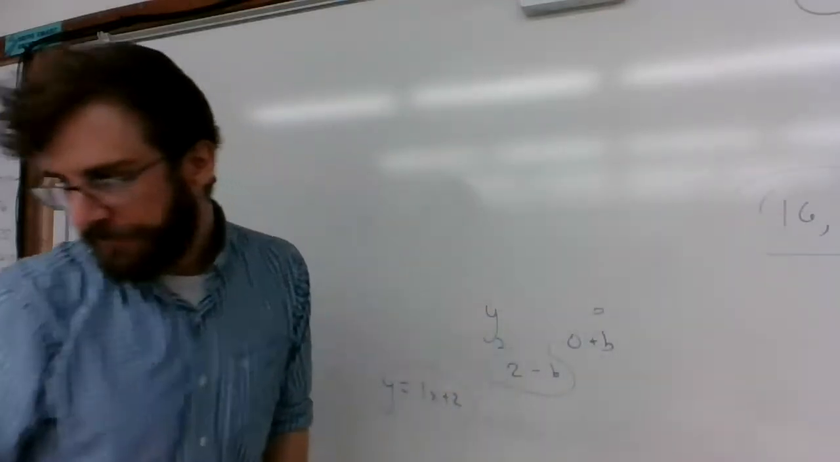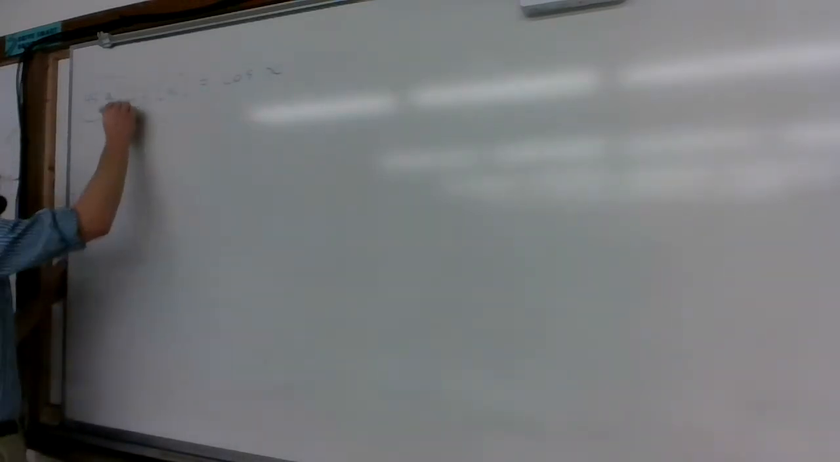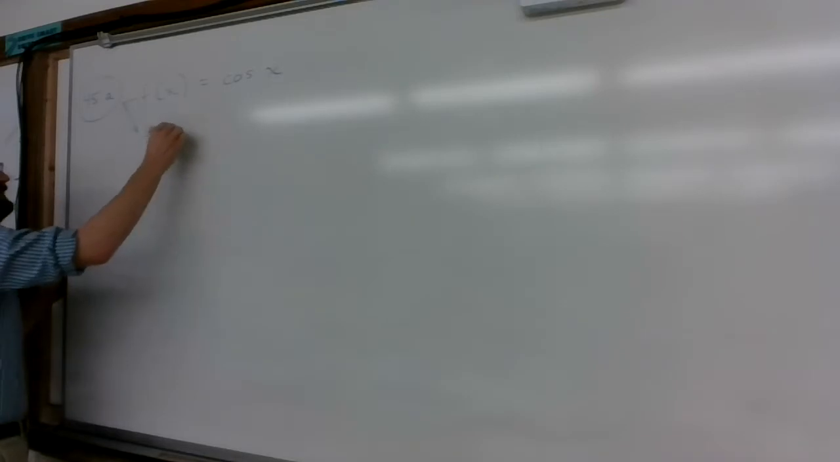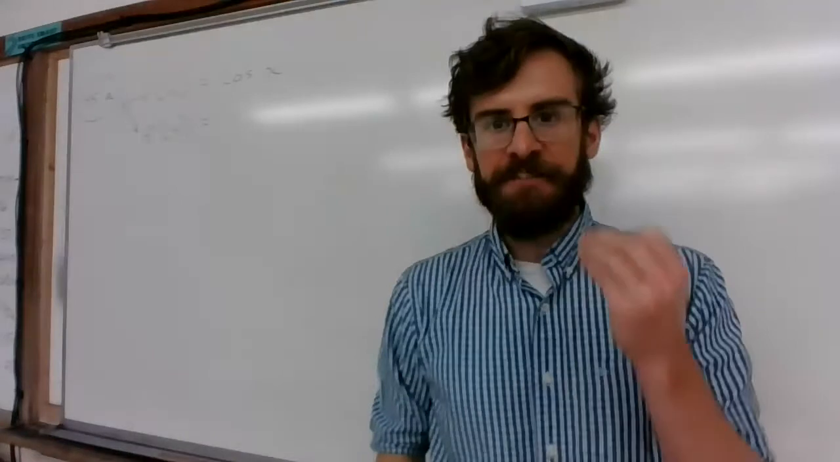Take the first 4 derivatives of cosine of x. So try that one on your own. All right, let's see what you got. First derivative: the derivative of cosine is negative sine.